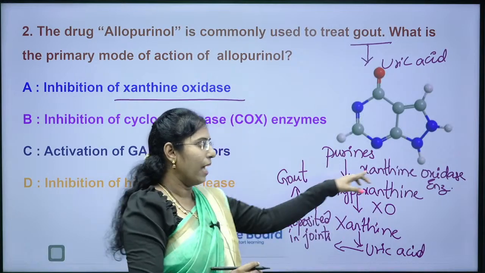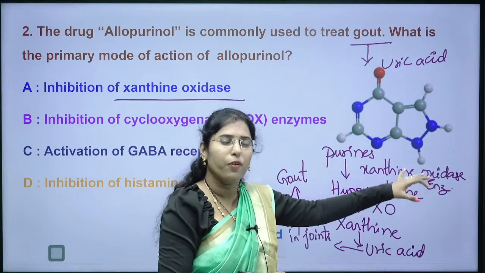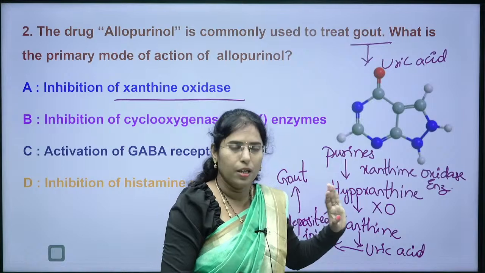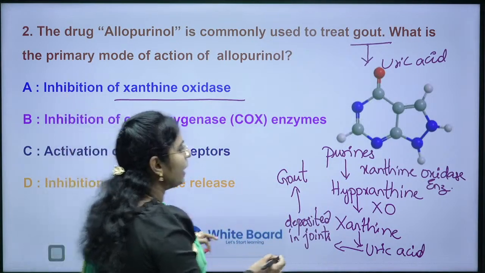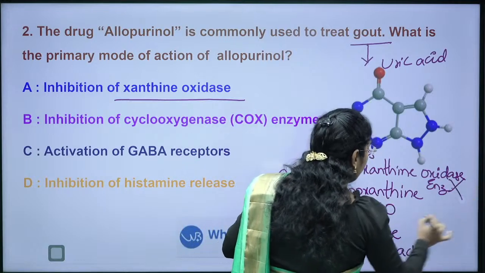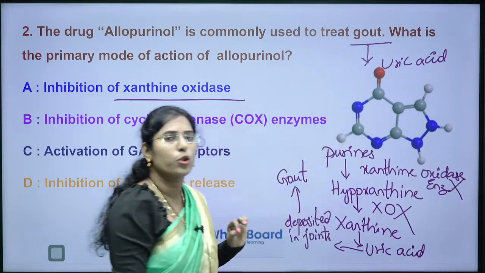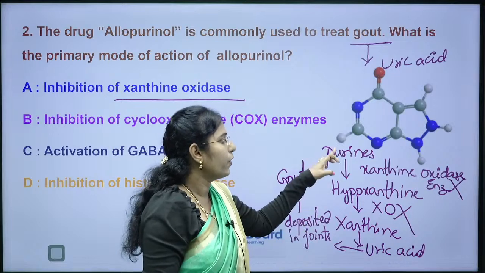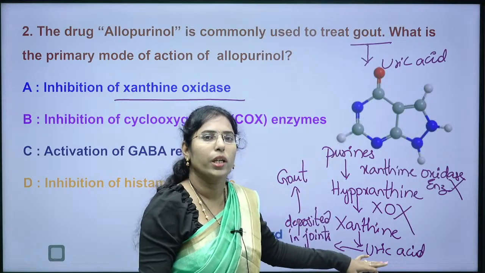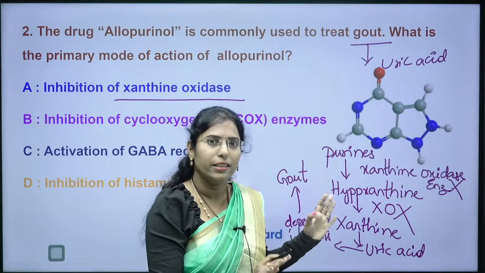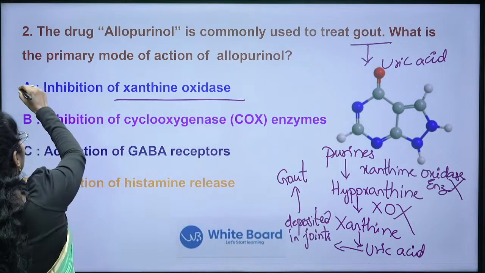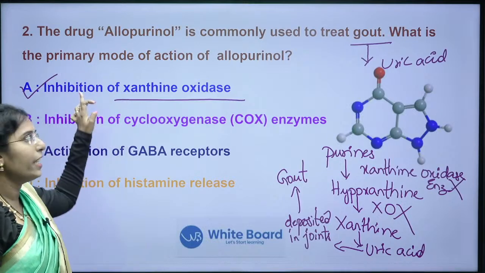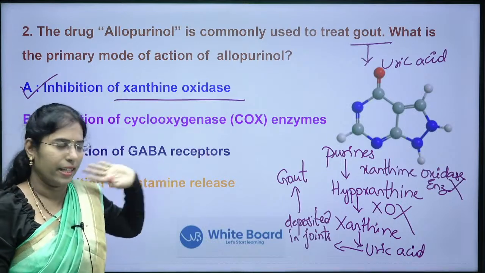Okay, now xanthine oxidase is mainly responsible for formation of this uric acid. So, what will be the remedy for this? Here we have to inhibit this xanthine oxidase enzyme so that it will not get converted into uric acid, so that it will not get deposited in the joints. So this is the second question and the correct answer is inhibition of xanthine oxidase.